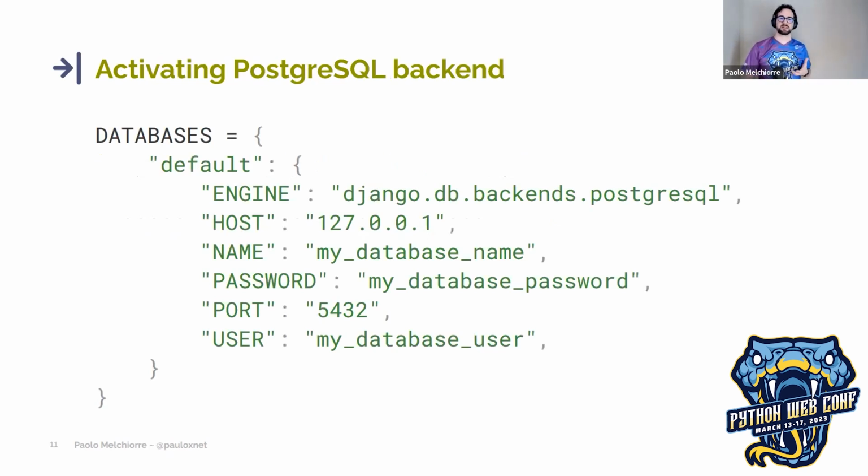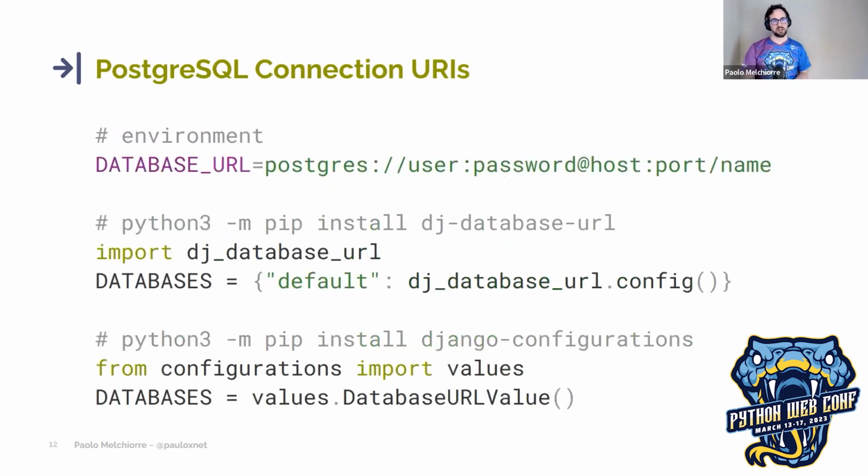To use Postgres as a database in our Django project, we modify the settings file, adding the psycopg-based database backend and the connection parameters of our Postgres database, which we may have locally or remotely or in Docker. If you embrace the 12-factor methodology, you can define a database URL variable in your environment. And depending on whether you use dj-database-url directly or django-configurations, your database section should look something like this one.